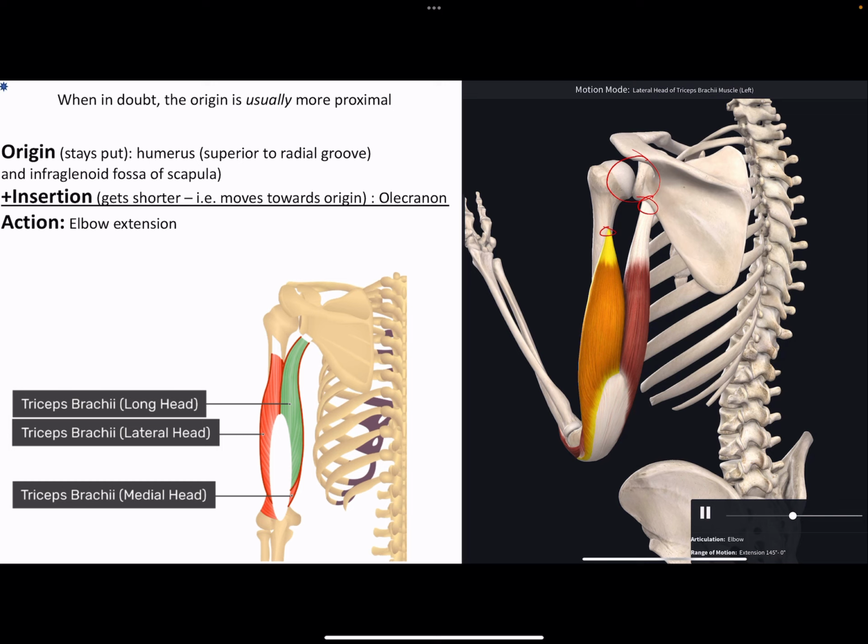This one's not so important. It's really just in the middle of the humerus, technically superior to the radial groove where the radius snakes around and comes down the arm. And then the insertion is here at the olecranon.